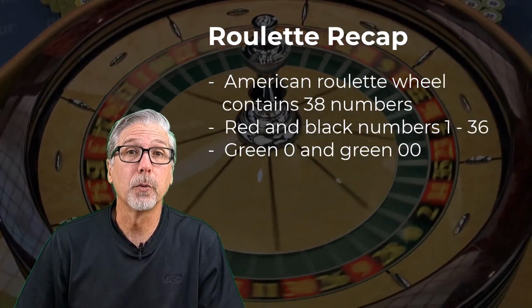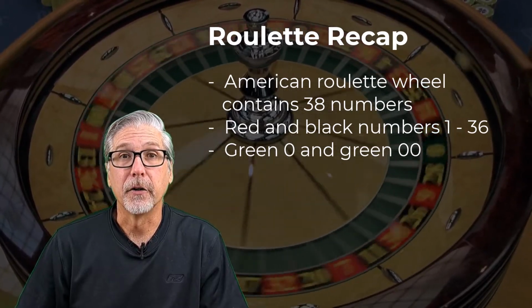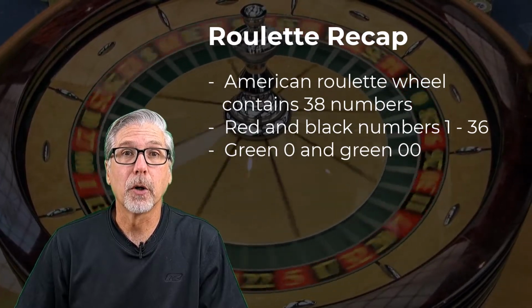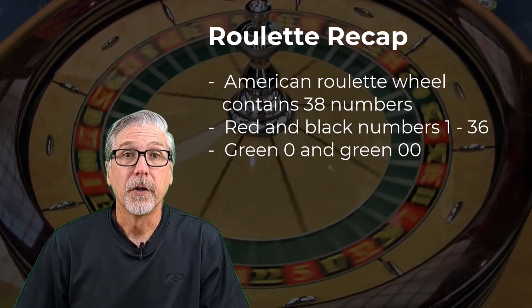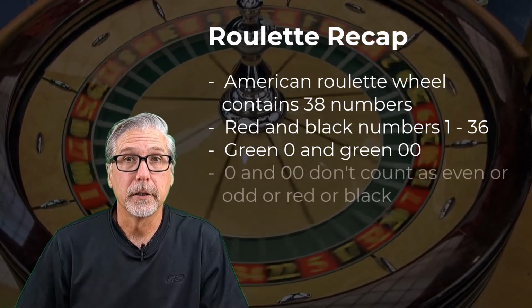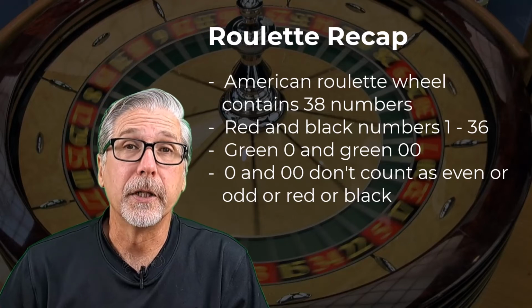All right, let's start with a recap of the game of roulette. The typical American roulette wheel has the numbers 1 through 36 that are either red or black, and then 2 additional green spaces labeled as 0 or 00. There are a total of 38 possible outcomes for the ball to land. The 0 and the 00 spaces don't count as either odd or even, and are the main reason the house has a betting edge.